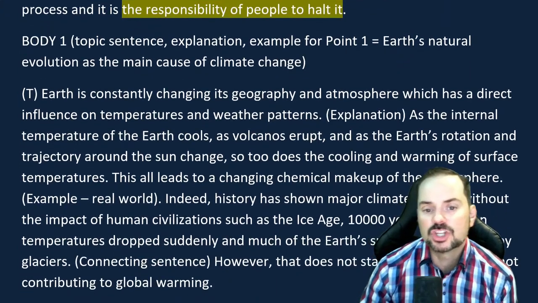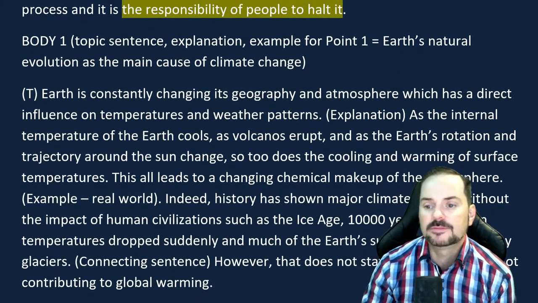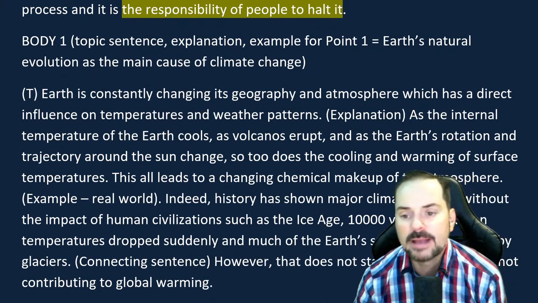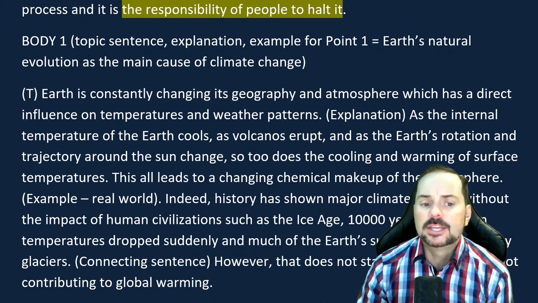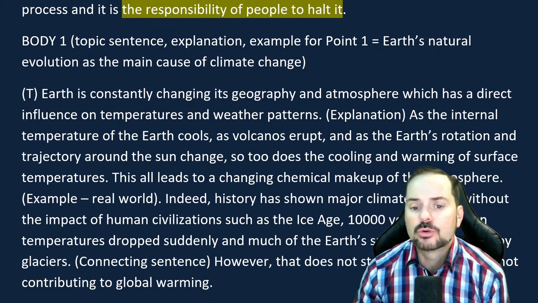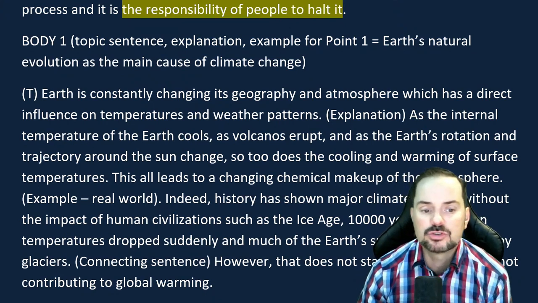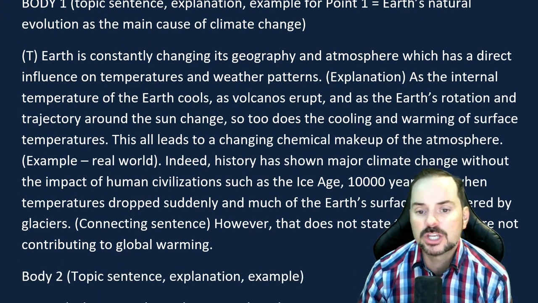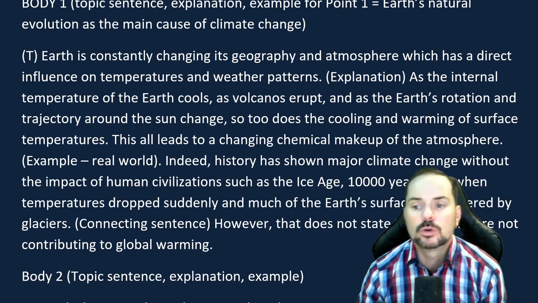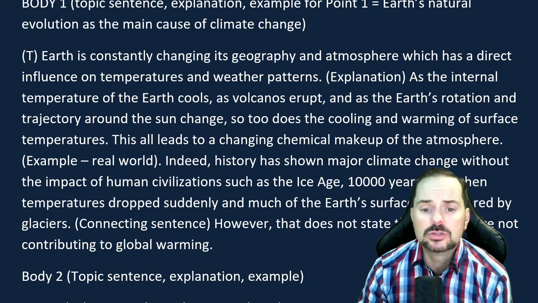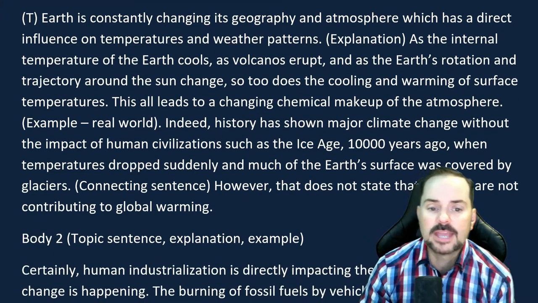Earth is constantly changing its geography and atmosphere, which has a direct influence on temperatures and weather patterns. As the internal temperature of the Earth cools, as volcanoes erupt, and as the Earth's rotation and trajectory around the sun change, so too does the cooling and warming of surface temperatures. This all leads to a changing chemical makeup of the atmosphere.